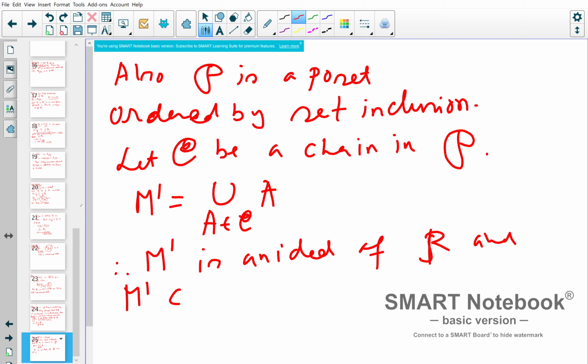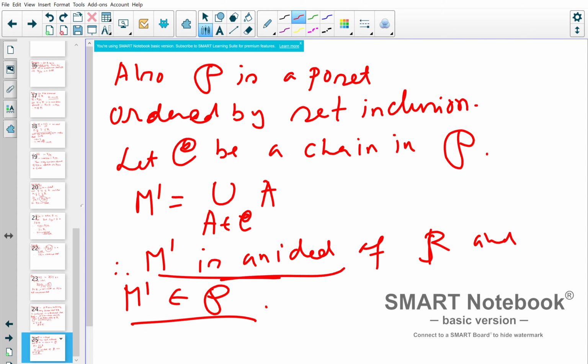Okay, so where is the m dash that I need to find out? So I need to first check that. This is an ideal, this is not a problem, but one thing I need to check properly is whether this is a proper ideal or not. If it's not a proper ideal, then this is not an element of P, right? And m dash being an element of P is what I need to find out, right? So this part I need to give a proof.